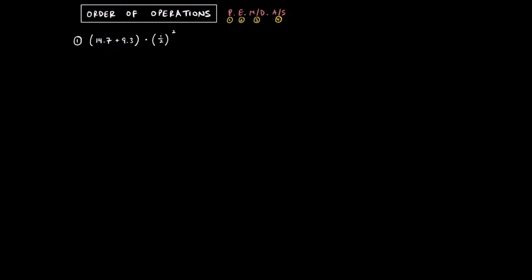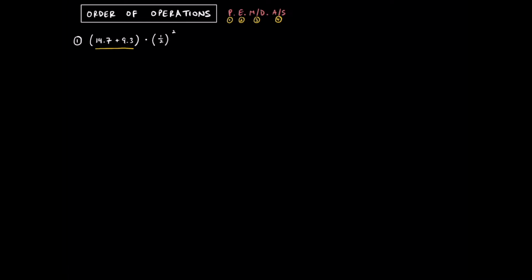All right, so order of operations states we have to follow the exponents after the grouping symbols, right? So we're not going to do the exponents first, even though you might feel like you've just been practicing a lot of them. But we have this grouping symbol over here. And so we're going to start with that. So 14.7 plus 9.3.